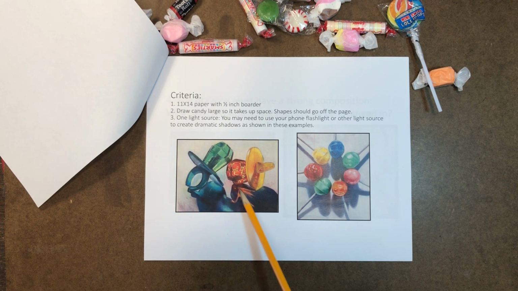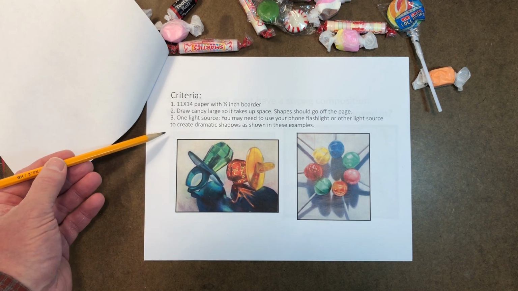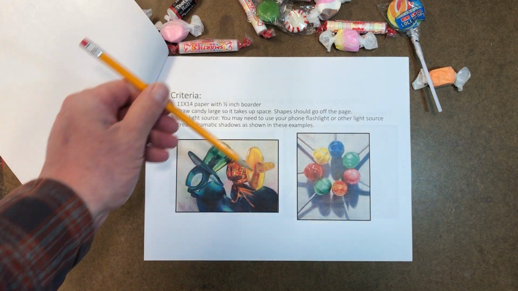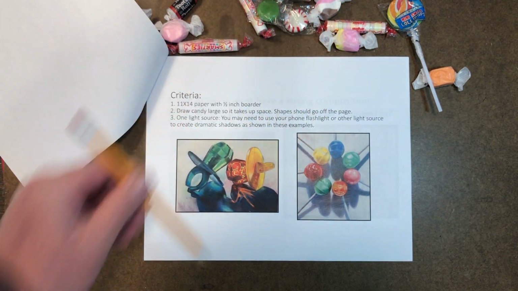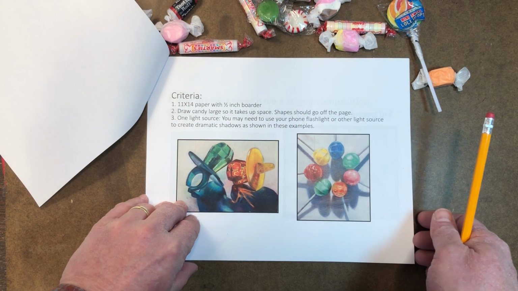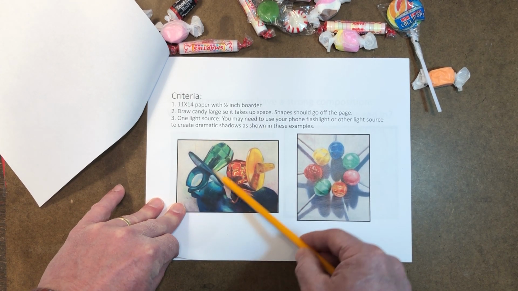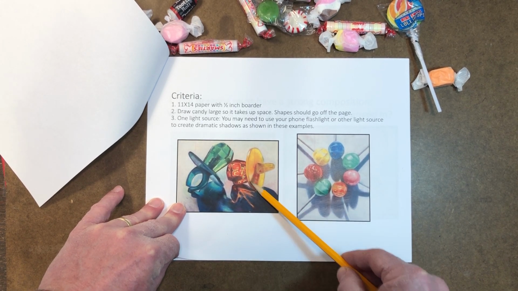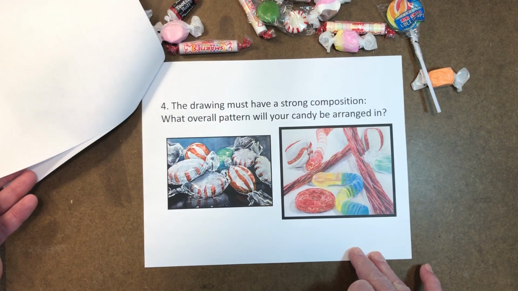And then I want you thinking about having one light source. Like in this case, the light source is coming from the top left. In this case, the light source is coming from the top down. So we want to consider that light source, where things are coming from. Talking about composition, a nice triangular composition, an obvious circular composition, not too bad.